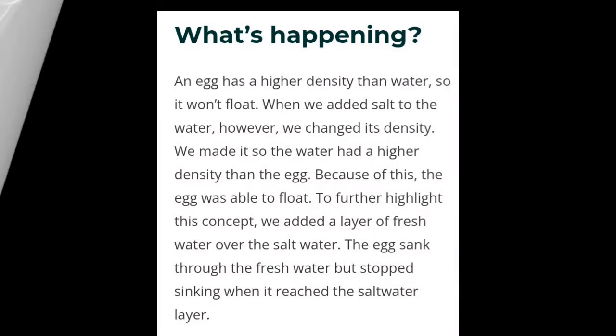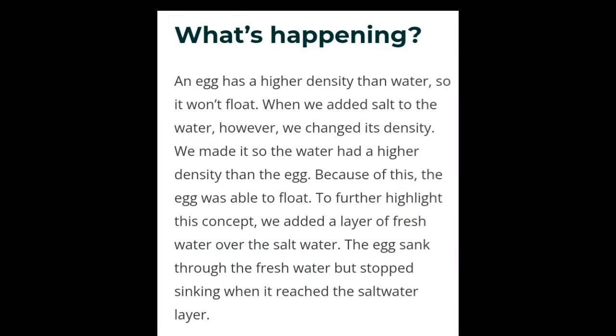What's happening? An egg has higher density than water, so it won't float. When we added salt to the water, however, we changed its density. We made it so the water had a higher density than the egg. Because of this, the egg was able to float. To further highlight this concept, we added a layer of fresh water over the salt water. The egg sank through the fresh water, but stopped sinking when it reached the salt water layer.